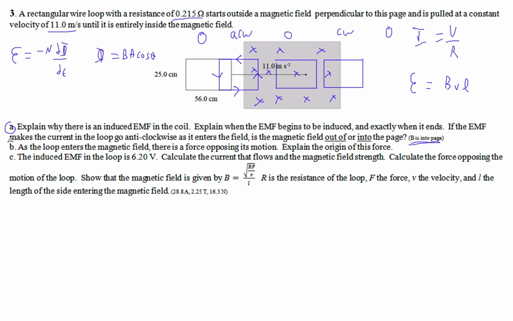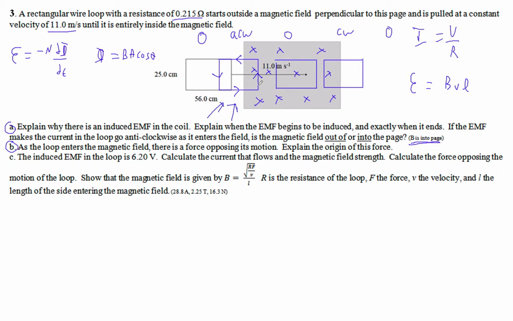Then part B says, as the loop enters the magnetic field, there's a force opposing its motion. Explain the origin of this force. Well, it has to do with Lenz's law. If we're inducing an EMF, if we're getting energy in some other form, we've got to do work to get that energy. But let's look at the actual origin of this force, let's look at this moment right here where it's entering the magnetic field.